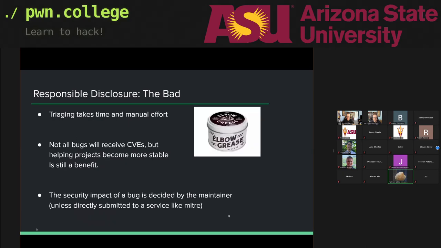But then comes the bad, right? Like I said, we triage pretty deep. This takes a lot of time and a lot of manual effort, more time than you think it would take, especially for some of these bugs on a large project such as an emulator.